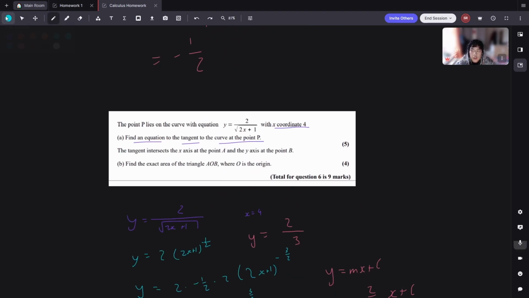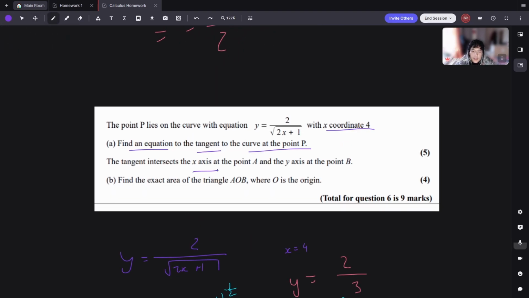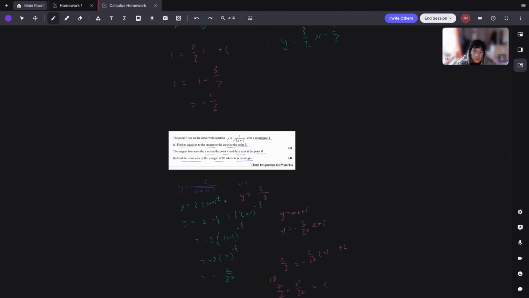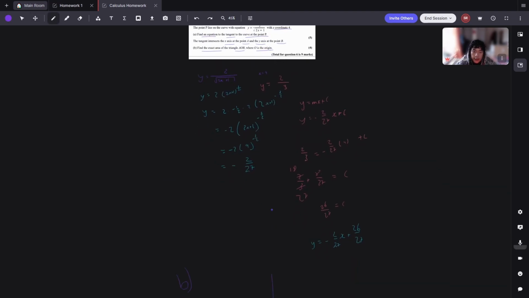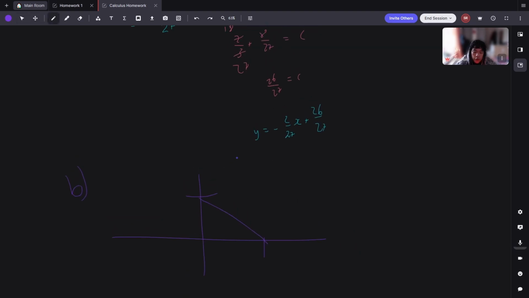So the tangent intersects the x-axis at point A and the y-axis at point B. Find the exact area of the triangle AOB where O is the origin. So I'm going to draw the coordinate axes just to visualize it. So AOB. So the tangent intersects the axis at point A. Oh, okay. I didn't realize for a second that I meant this line. So yeah, this line here.